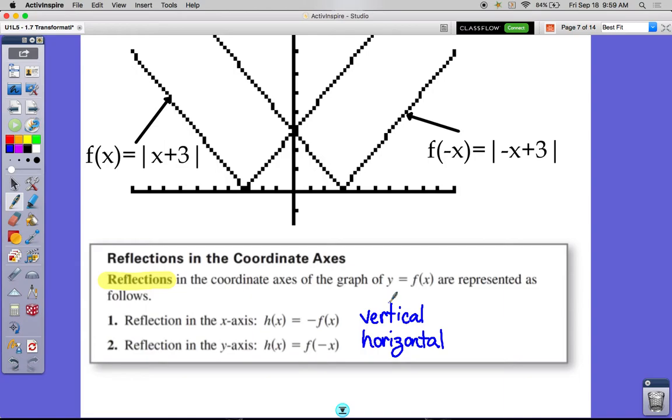For the reflection over the y-axis, the horizontal reflection, it changes the x values because now the x's become opposite as opposed to the y's becoming opposite. Take a look at both of these examples. This equation, the absolute value of x plus 3, has been moved. And as we know, plus 3 on the inside moves the original absolute value.